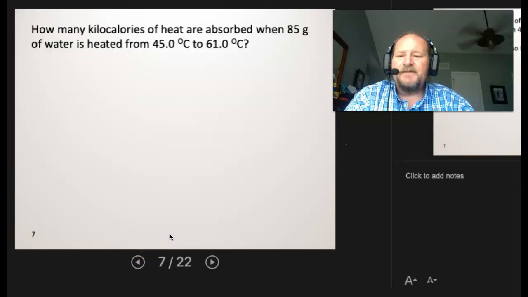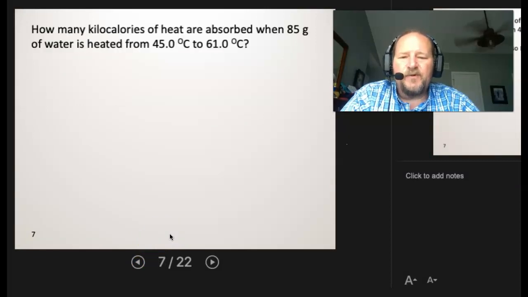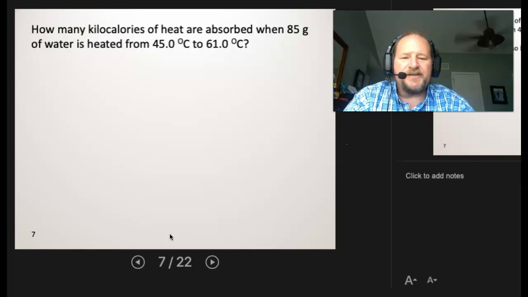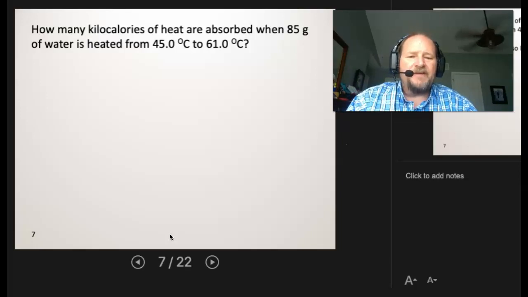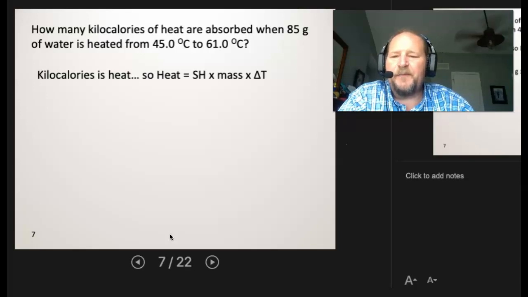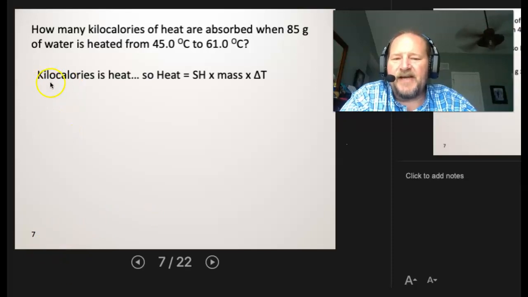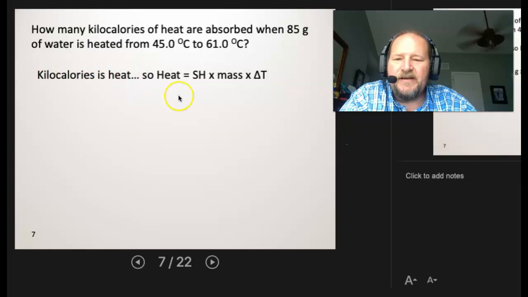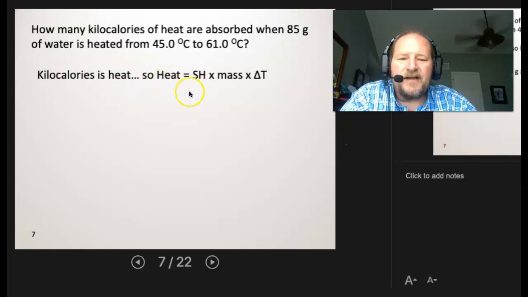Now, calculating specific heat. How many kilocalories of heat are absorbed when 85 grams of water is heated from 45 degrees C to 61 degrees C? So remember, you'll have that formula at your disposal. We know that heat is equal to specific heat times mass times delta T. And they're asking us for heat because they're asking us for kilocalories. So we know that kilocalories is a unit for heat, which means we're going to be solving this directly. So we're going to be plugging and chugging these other numbers in.